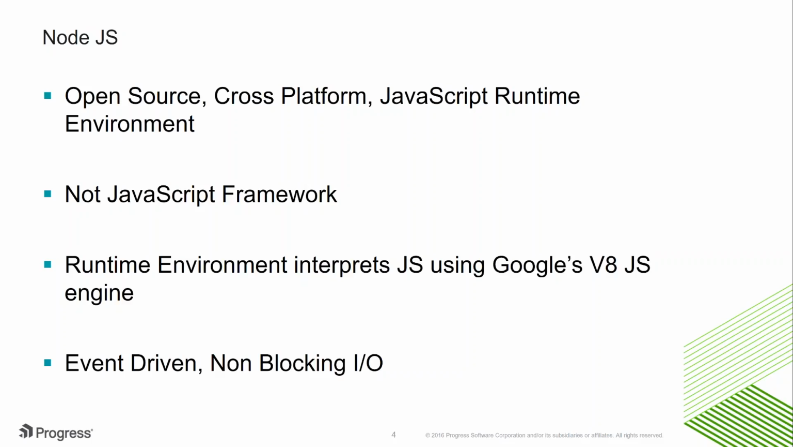So what Ryan did with Node.js was use Google's V8 engine, and all the JavaScript in the Node.js execution environment, or runtime environment, is executed by Google V8. Whatever JavaScript you write is interpreted by Google's V8. And one of the interesting things about Node.js is that it's event driven. So there's something called an event loop.